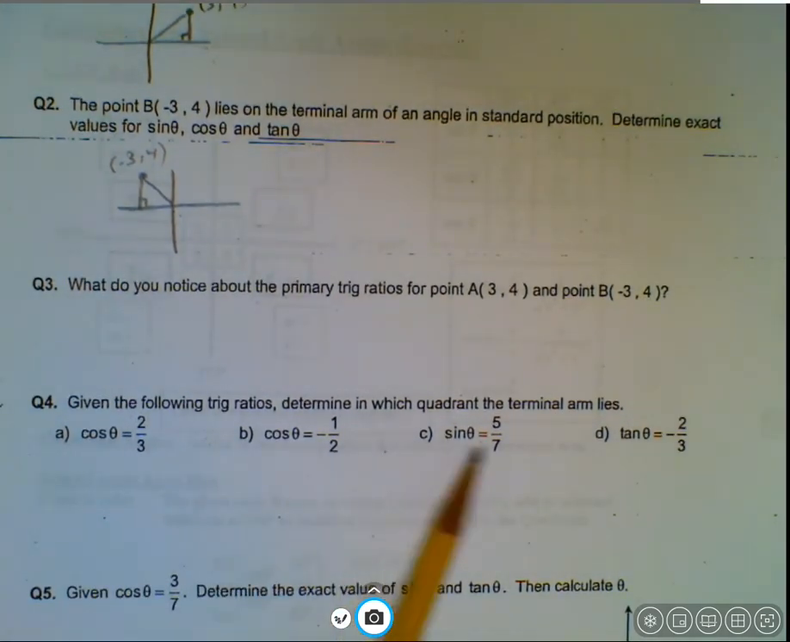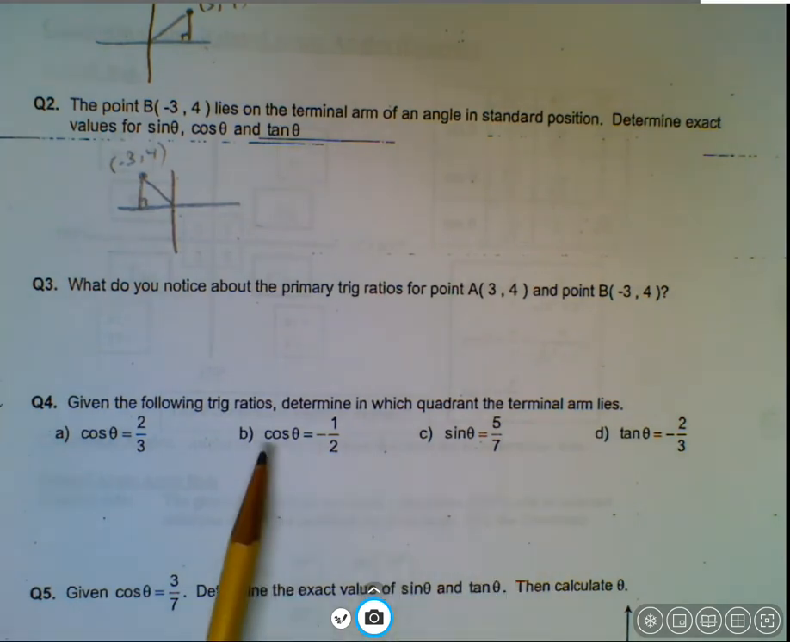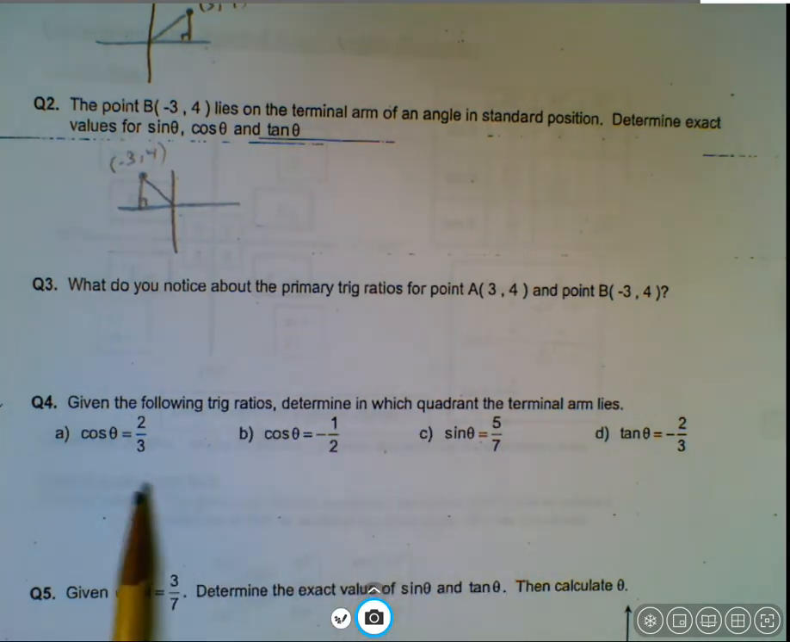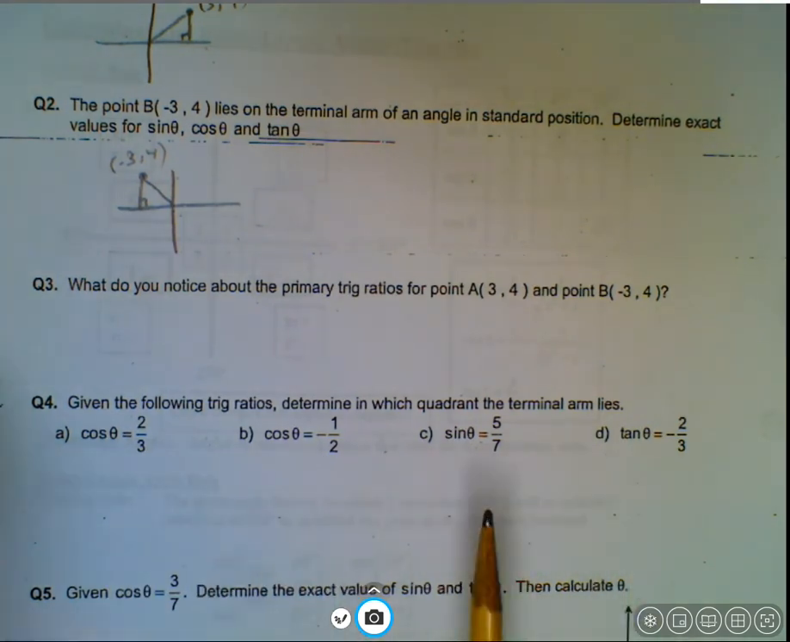For these ones, determine which quadrant the terminal arm lies in. So it's not asking you to solve for theta. Please don't solve for theta here. Just, without a triangle, which quadrant is it? You can tell by whether the trig ratio is positive or negative. So you should have 2 answers for each one of these.